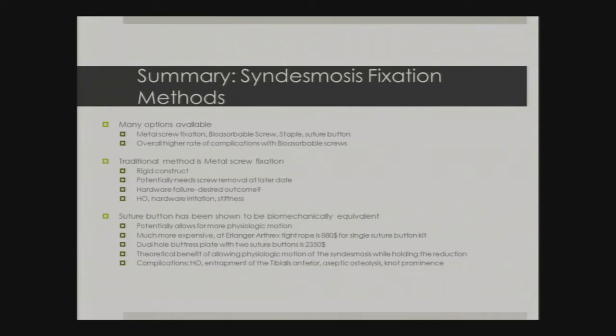So like I said, the traditional method is the metal screw. It's a rigid construct that might potentially necessitate screw removal at a later date. A lot of studies mentioned complications being hardware failure, but I know that this could potentially be seen as a desired result because it allows the syndesmosis then to regain its full range of motion at a later date, and also signifies that the fracture, if there's a fracture, is healed at that point.